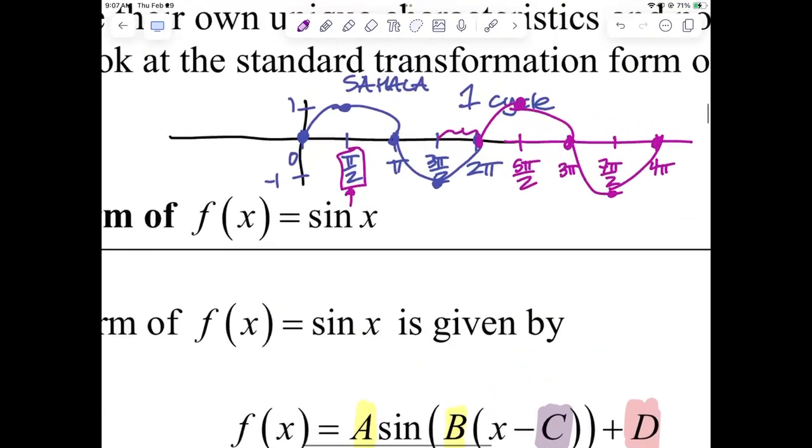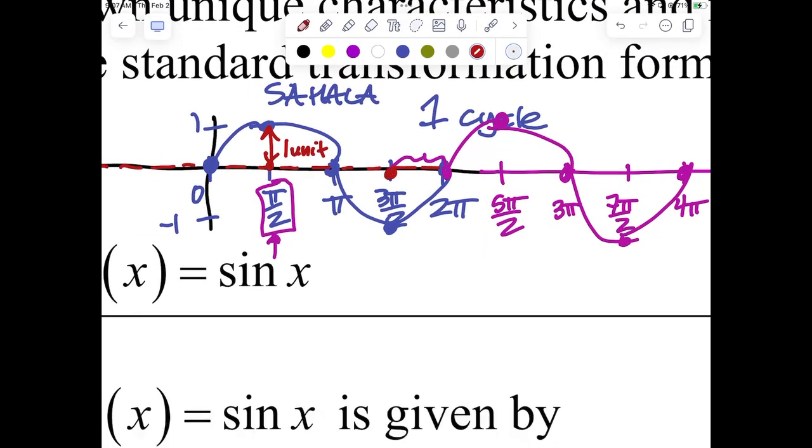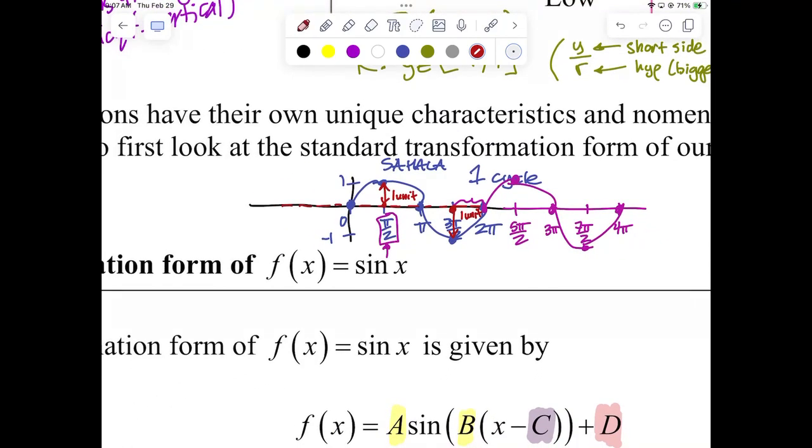Okay, so if you come up here to our little sketch of sine, and you want to figure out the wave height, it's the distance from the sinusoidal axis, which is the x-axis to begin with, to the top. This is 1 unit. So the wave is 1 unit tall. It could also be from the sinusoidal axis down to the bottom part, which is also 1 unit.